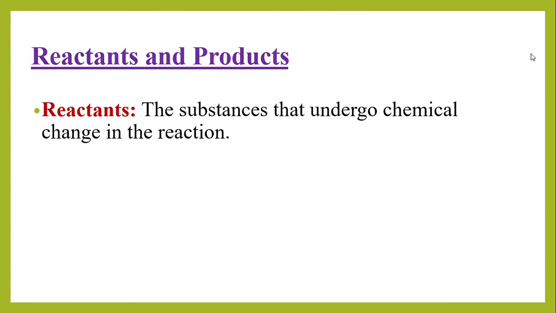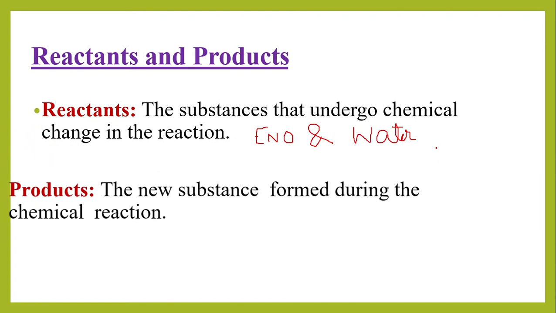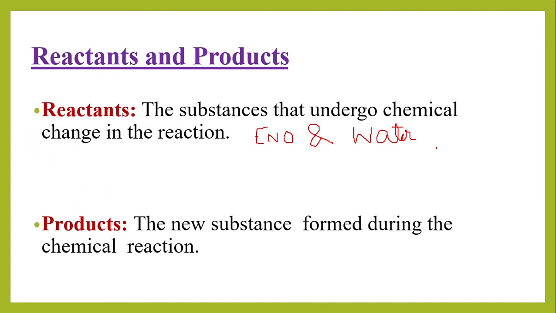Let's see what technical names are given for those substances. First we have reactants and products. Let's see what reactants are. The substances that undergo the chemical change in the reaction are called reactants. In the example of the activity, we had Eno with water. These are the two reactants. Eno and water undergo the chemical reaction and perform a chemical change. The products are the new substances formed during the chemical reaction. Here there is a release of carbon dioxide gas, so it acts as a product in this chemical reaction. So these are the substances required to undergo the reaction, and the new substances formed after the chemical reaction.